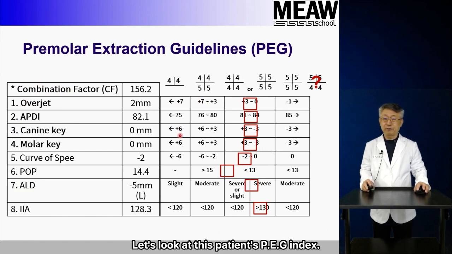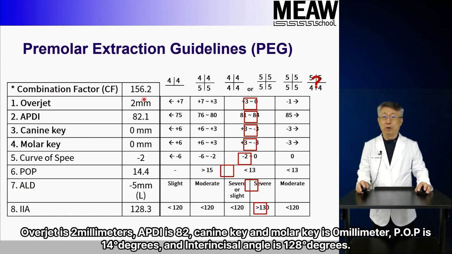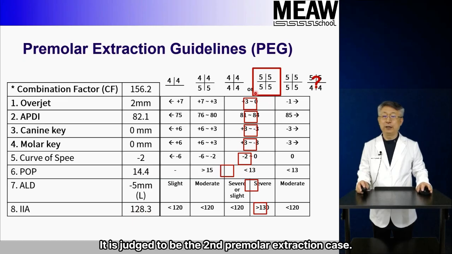Let's look at this patient's PEG index. Overjet is 2 mm, APDI is 82, canine key and molar key is 0 mm, POP is 14 degrees, and interincisal angle is 128 degrees. It is judged to be the second premolar extraction case.